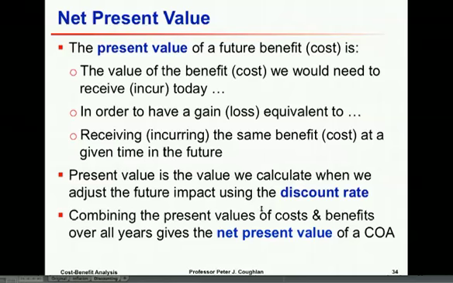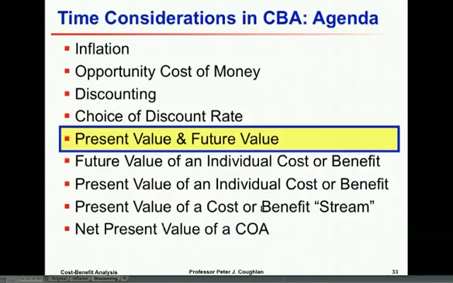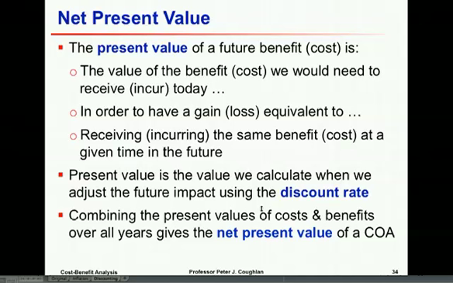And ultimately, what present value is, therefore, is the value you get when you adjust a future impact using the discount rate, whether it's a cost or benefit. What you get when you apply the discount rate that we already talked about is the present value. Right? And if you combine the present value of all costs and benefits over all years, that gives you the, quote, net present value of a course of action, which is, as you'll remember, the last bullet from the previous slide. And so where we're ultimately going to end up.